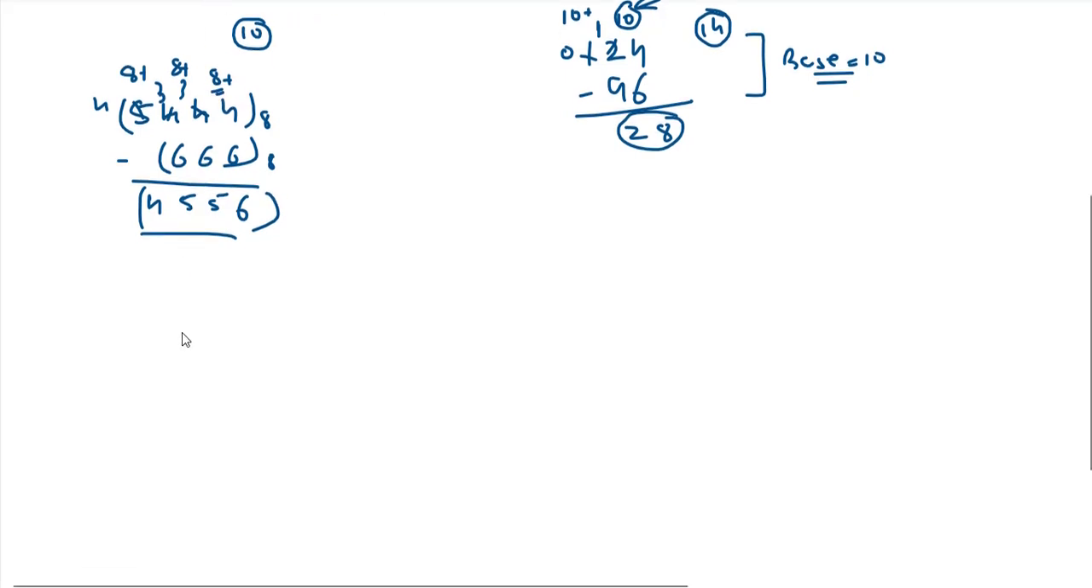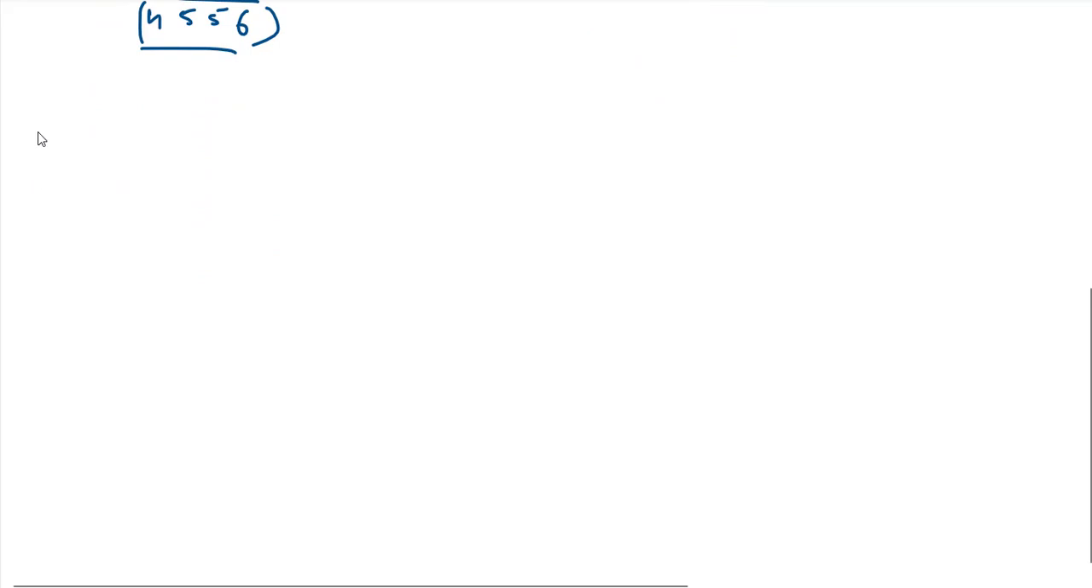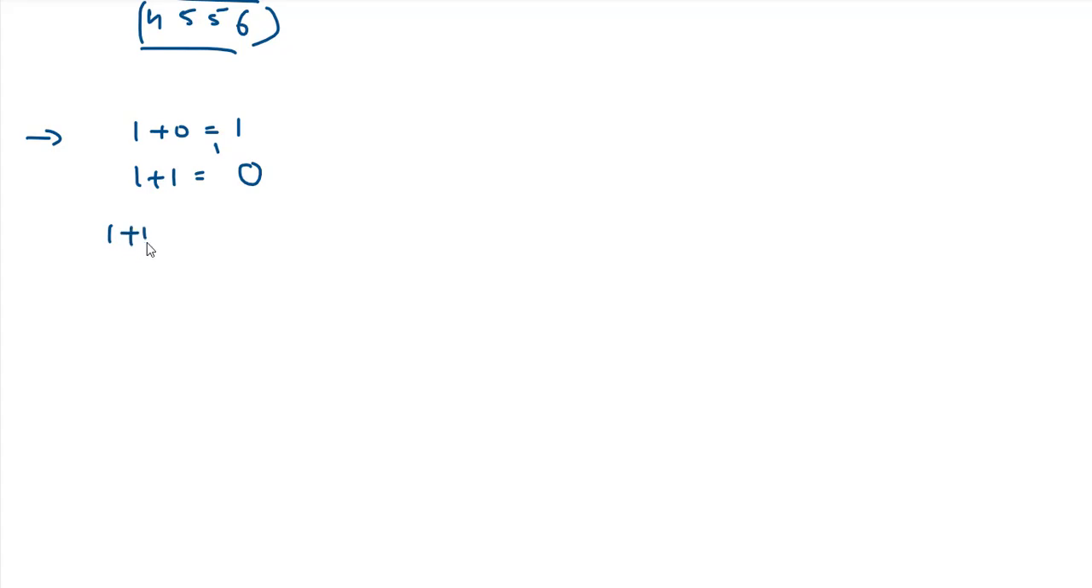Let us now see how to add numbers in the binary system. For that you need to remember certain rules. 1 plus 0 in binary is equal to 1. 1 plus 1 in binary is equal to 0 with 1 carry. Likewise, 1 plus 1 plus 1 in binary is 1 with 1 as a carry. We'll understand how we are getting these relations.